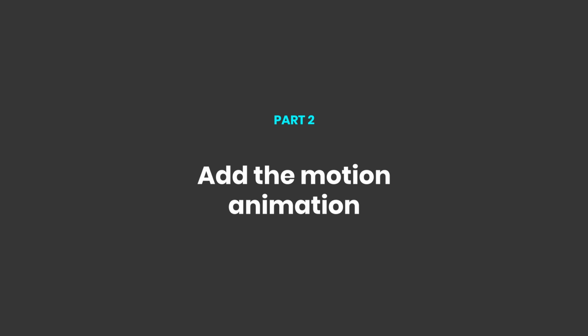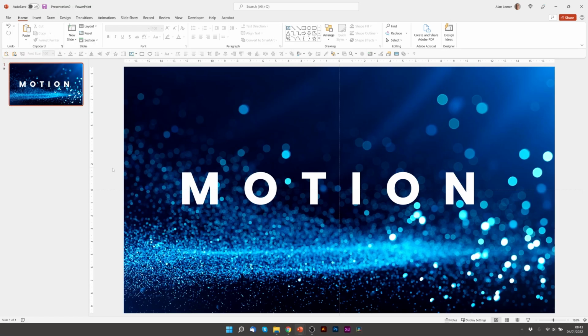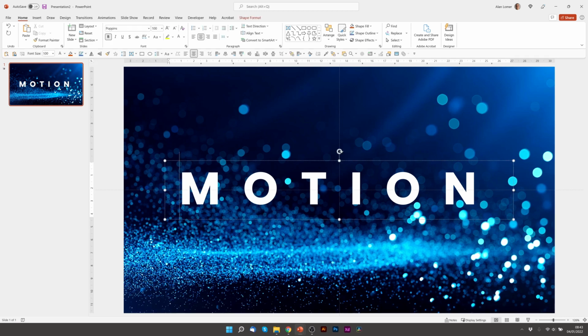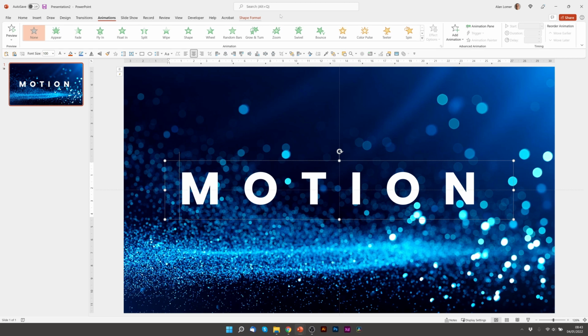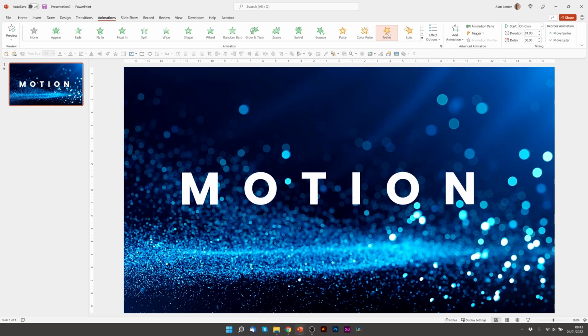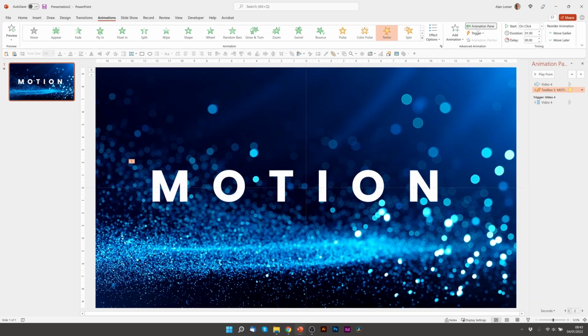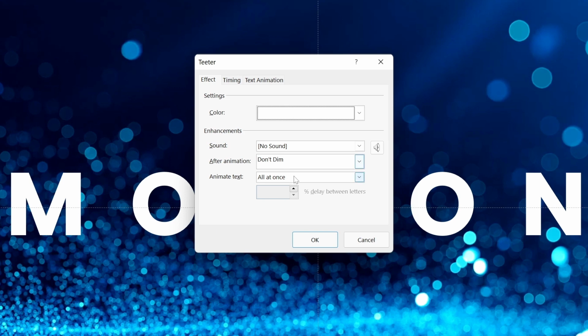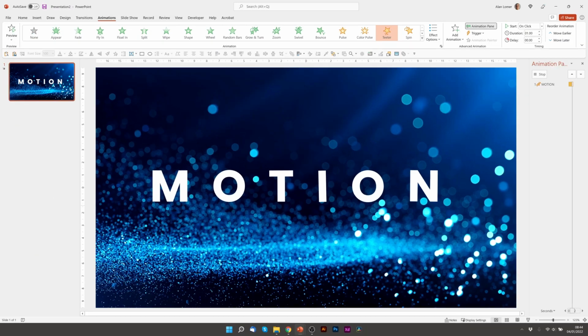Now we're good to add the animation. So for this first example, I'm adding a teeter animation and setting it to animate by letter. So let's click on the word, go to animations, click on teeter, then click on animation pane. And when we double click on the actual text, we get options. And one of them is to animate text by letter. So I'll click OK on that. And you can see that's the effect I used.